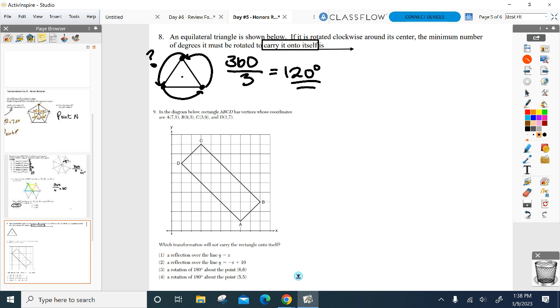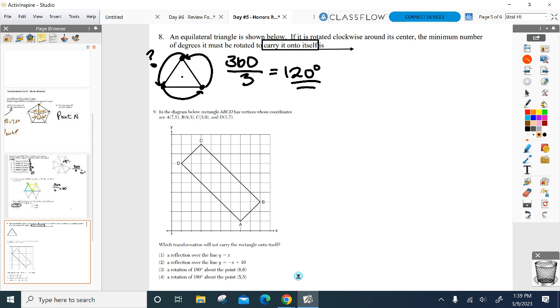What else would work? 240 would work. 360 would work. But again, I got to follow directions and say what's the minimum. Mr. Galino? Yeah. It says clockwise. Would it be negative 120? The smallest. Well, here's.